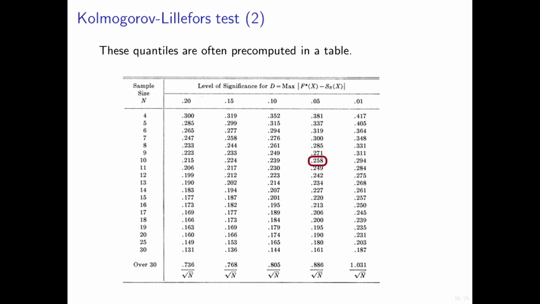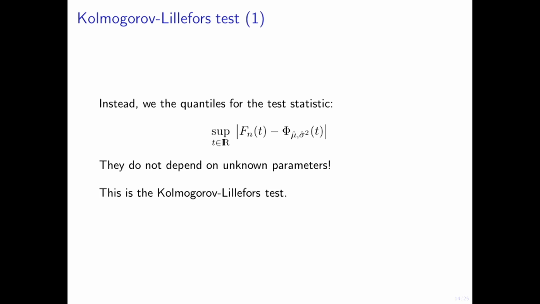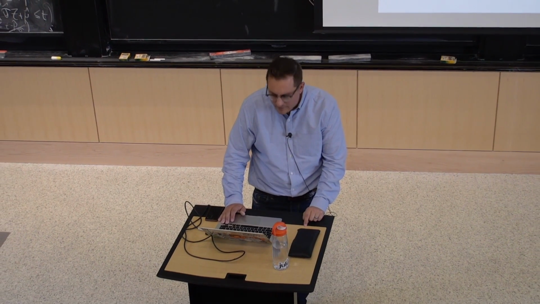So this is called Kolmogorov-Lilliefors. I think there's actually an I before the E. Sorry. Doesn't matter too much. OK, are there any questions?